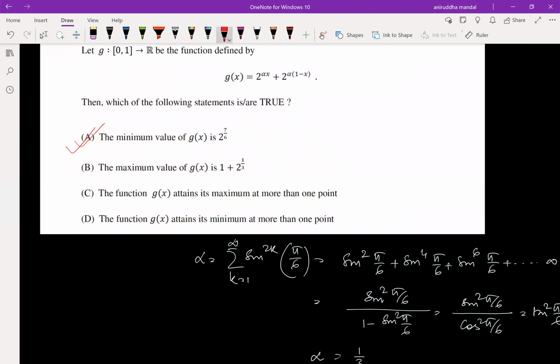So which means option 3 is also correct. And the maxima value of g(x) is 1 plus 2 to the power 1 by 3. So this is also correct, and minima is only at 1 point. Here it is given that minima is at more than 1 point, so this is wrong. So options A, B, C are all correct.